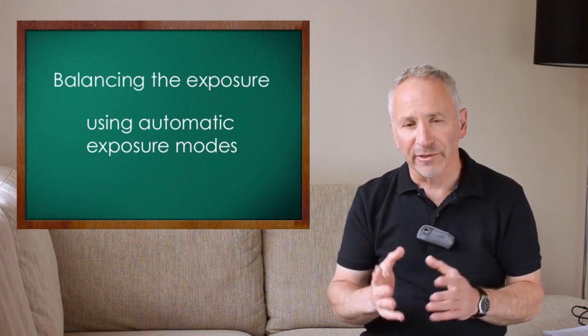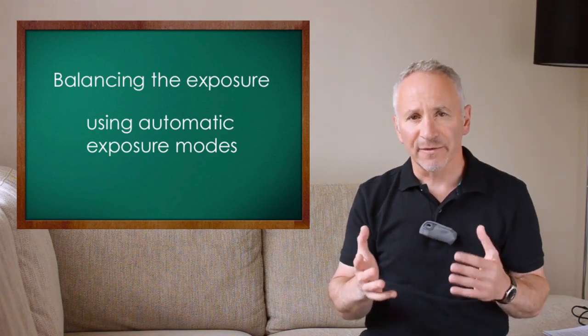Now, SLR cameras and the new mirrorless cameras and some of the more sophisticated compact cameras have a mode dial on top of the camera. But because compact cameras are so small, they don't have room for this mode dial, so you can usually change the settings via the menus.